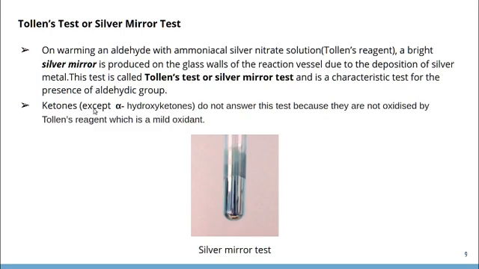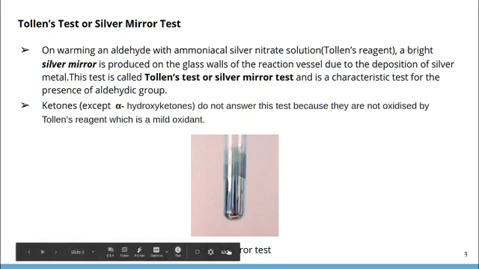But in the case of ketones, they do not answer this test because they are not oxidized by Tollens reagent, because Tollens reagent is a mild oxidizing agent. So the Tollens test or silver mirror test we can use for the distinction test between aldehydes and ketones. Aldehydes answer this test, whereas ketones do not answer this test.